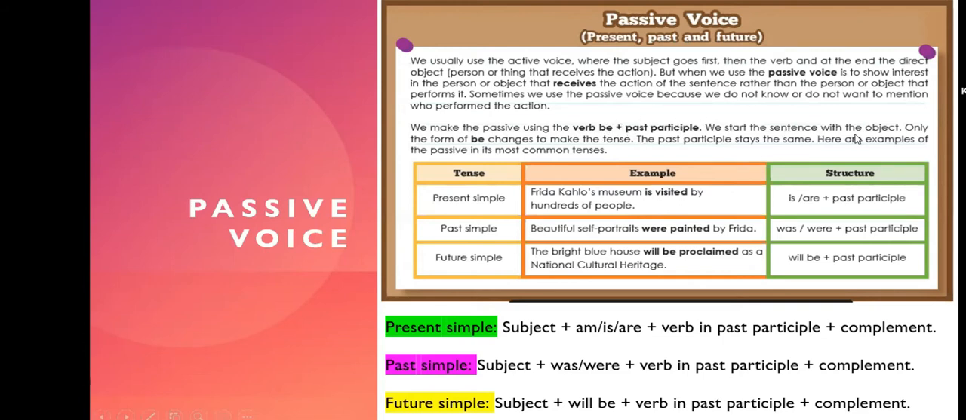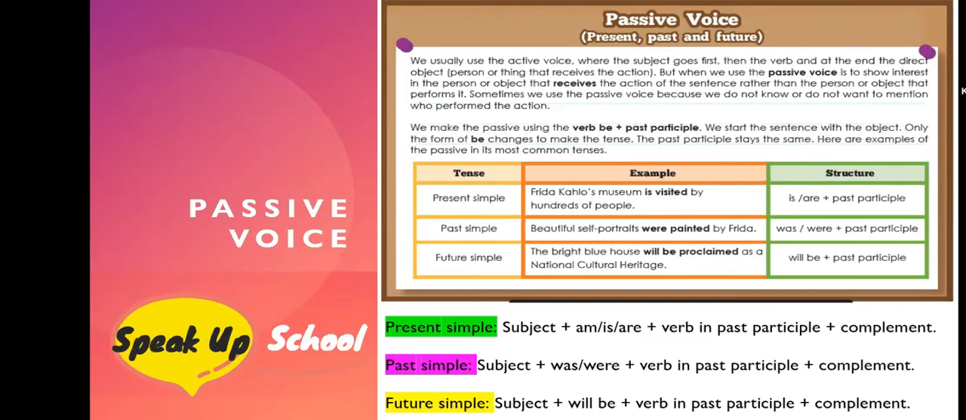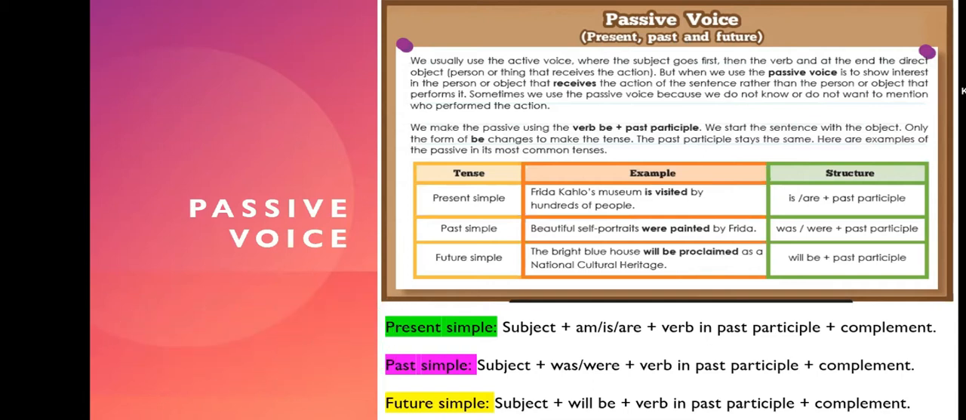We make the passive using the verb to be plus the past participle. We start the sentence with the object. Only the form of be changes to make the tense. So you can use am, is, or are for present, was or were for past, and will be for future, okay? So the verb to be changes. It conjugates, okay? The past participle stays the same.